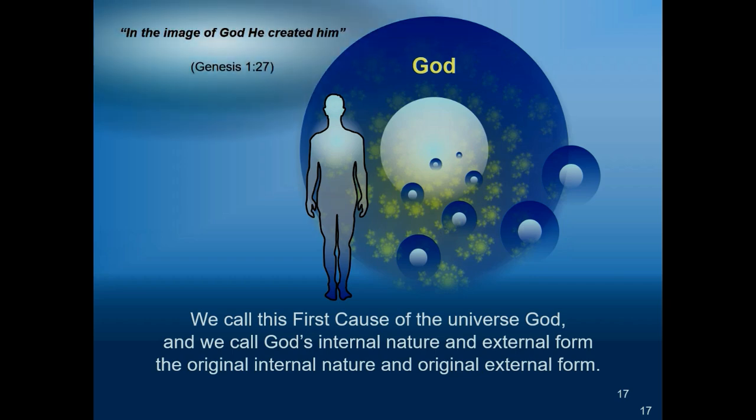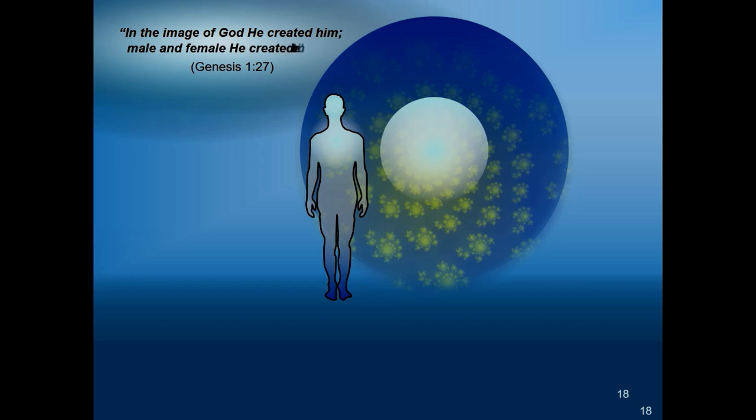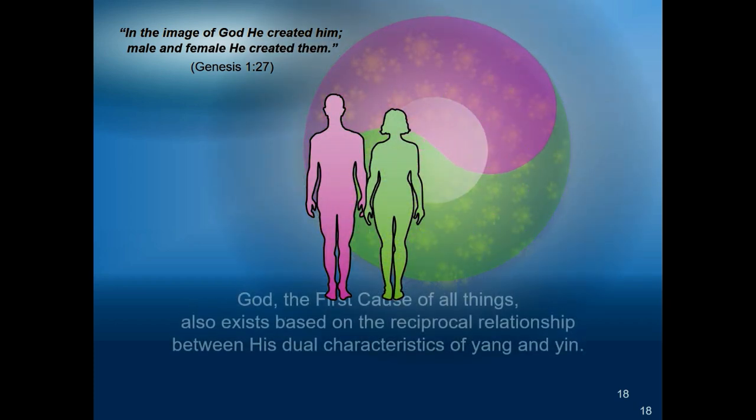In Genesis chapter 1 verse 27, there are words like that. In the image of God he created him. It talks about man. God created man in his image. So the human being is similar to the image of God. Human beings have internal nature, mind and body in external form, and also yin and yang, that are man and woman. So that's why God has those characteristics as well, because they are created in his image. Male and female, he created them.